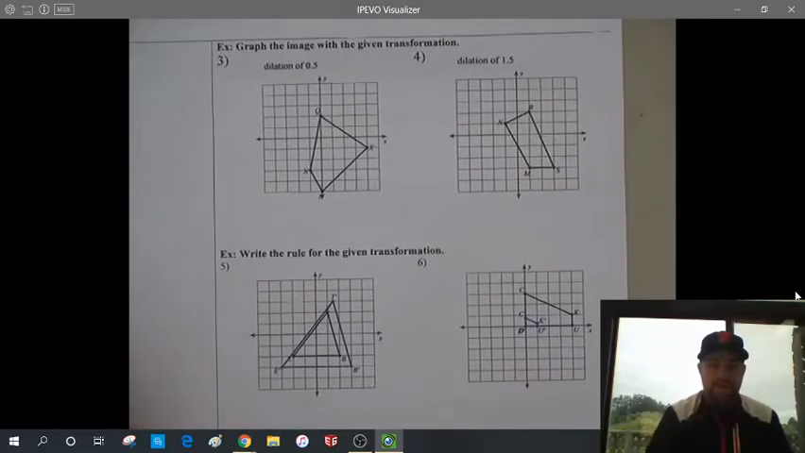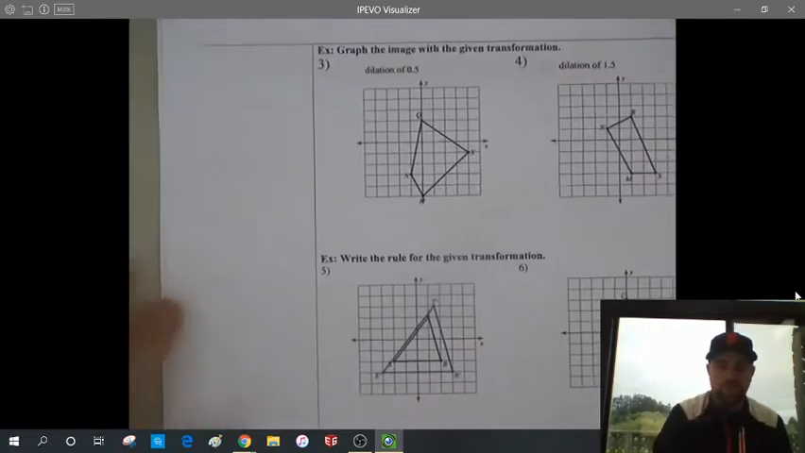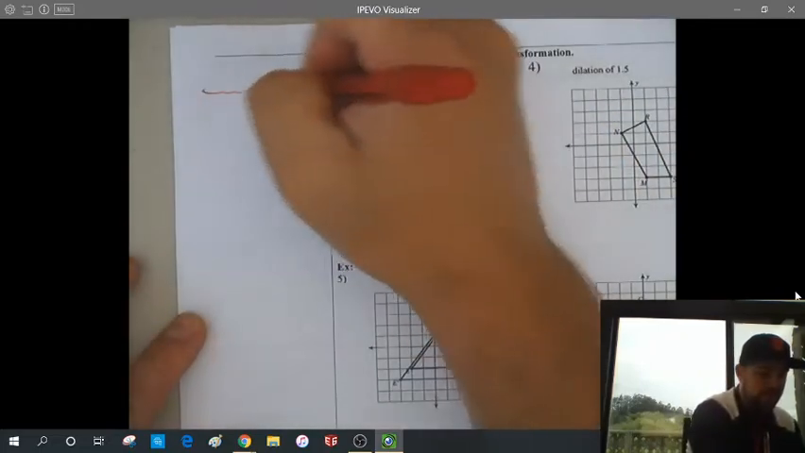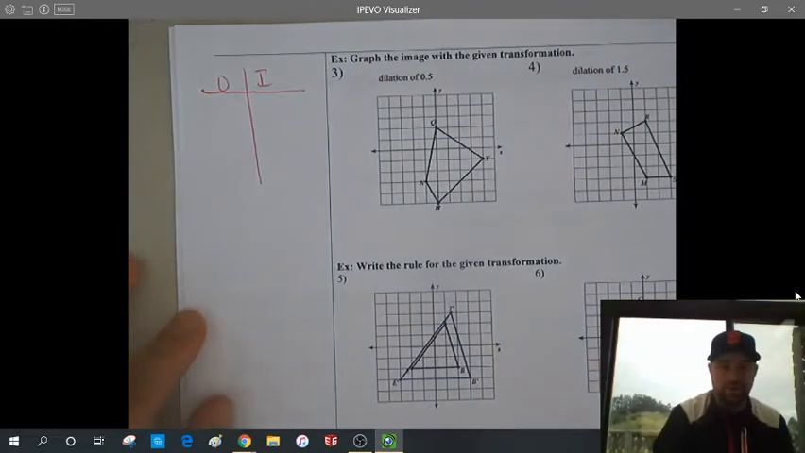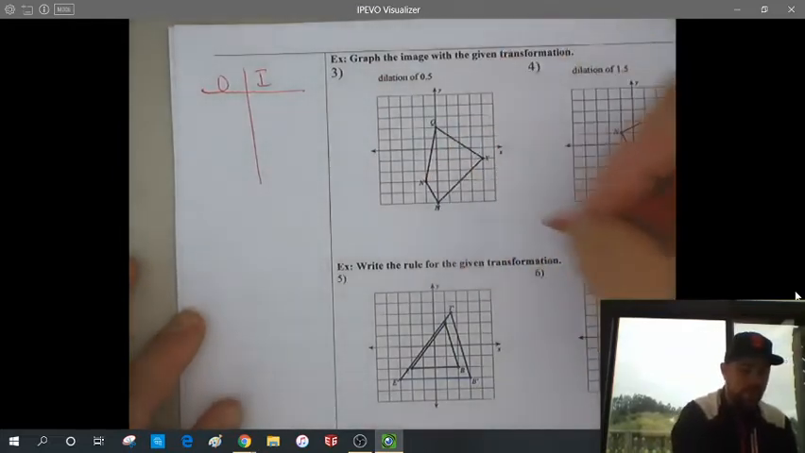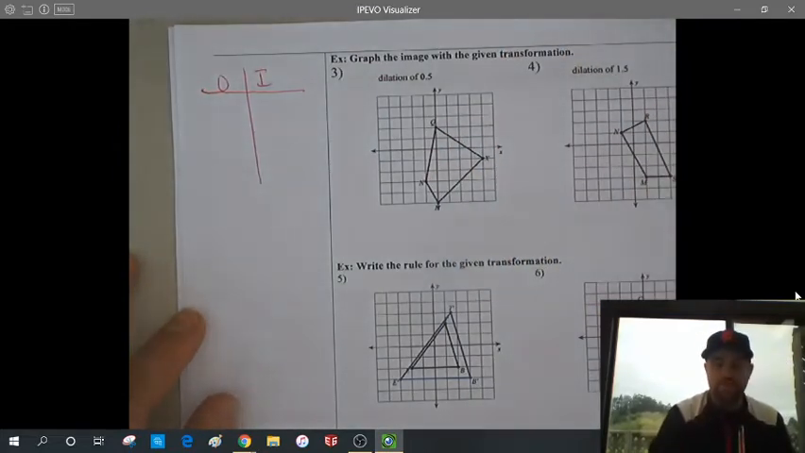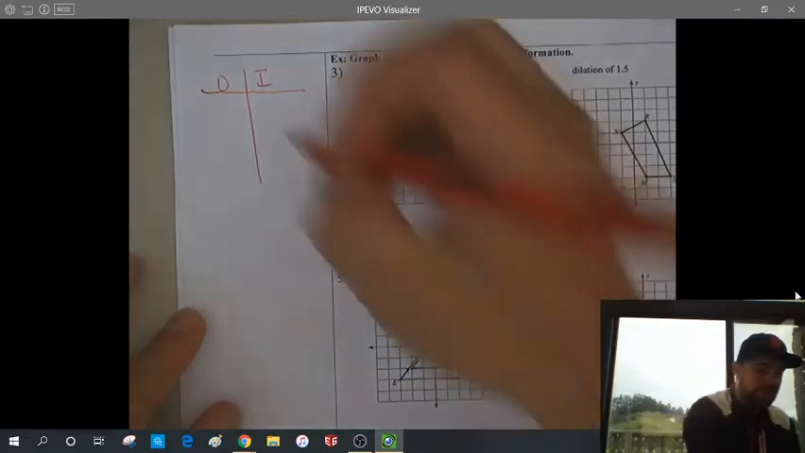Okay, now this time not only are we using the scale factor to make the enlargement or the reduction with the dilation, but now also graphing our image. So just like we did yesterday for rotations, I'm going to make a little object and image chart over here so that I can identify where my coordinates are starting, what their values are, make the dilation, and then be able to plot my new ones.